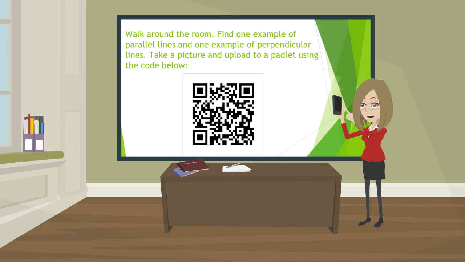said. I would like you to walk around the room and take a picture of an example of parallel lines and perpendicular lines. Then, use the QR code on the screen to upload the pictures to a Padlet. I will give you a few minutes.